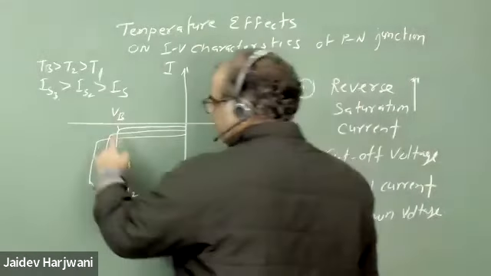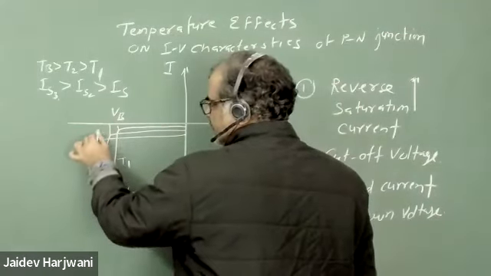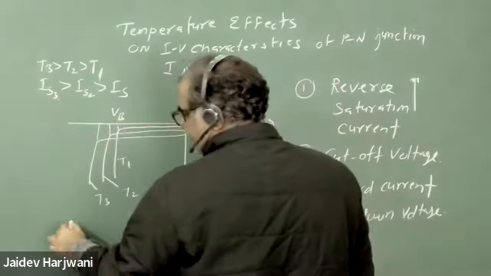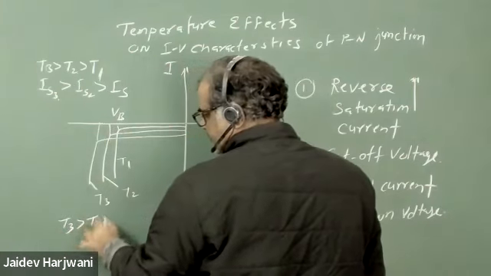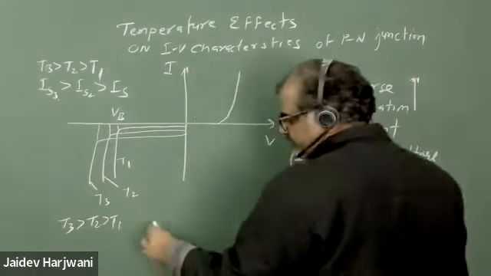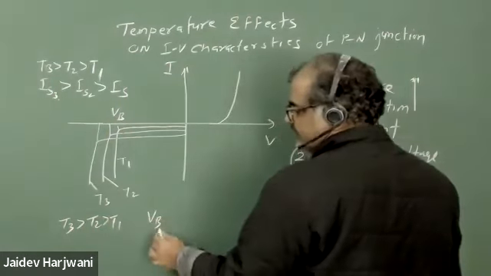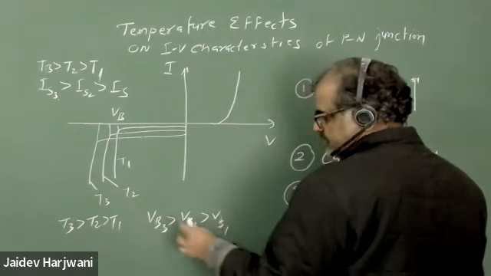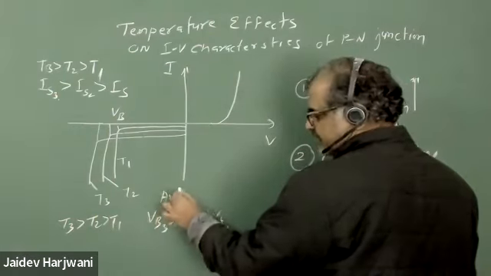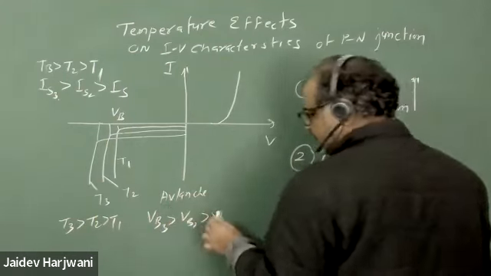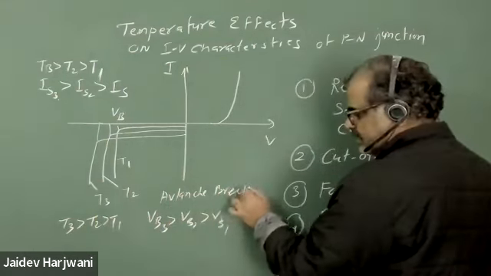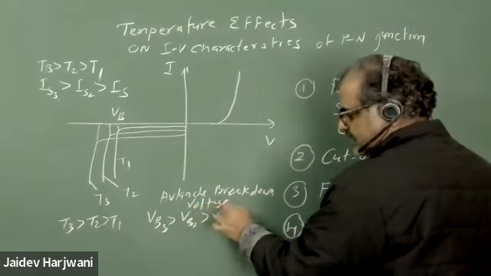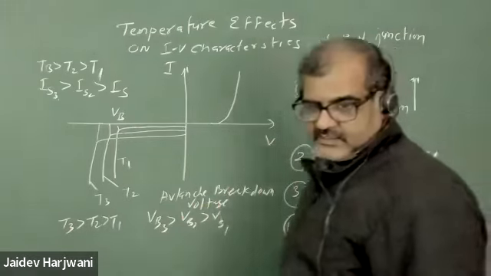At the same time you can see your breakdown voltage also increasing. Earlier it was here, so as you increase the temperature from T1 to T2, your breakdown voltage also increases, say VB3 is greater than VB2 is greater than VB1. This is your avalanche breakdown voltage. So your breakdown voltage increases. We'll discuss now why it increases.